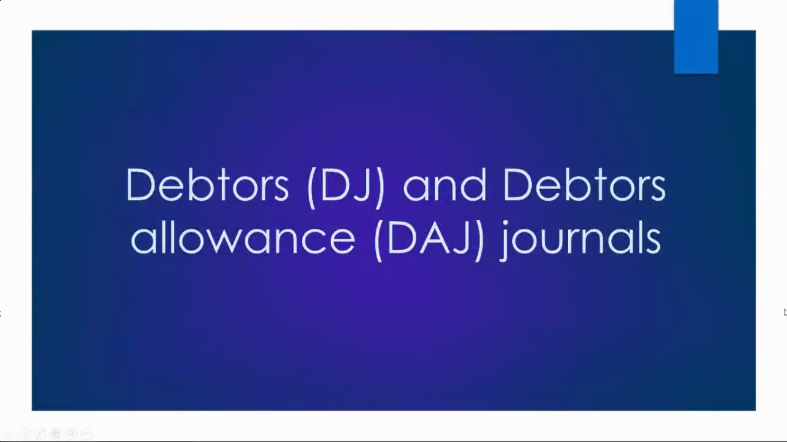Now we're going to start with your debtors and debtors allowance journal. Before I explain these journals, you can tell me, how would you define or explain what a debtor is to someone? You can just type your answer in the chat function. So just to repeat the question, how would you describe a debtor to your friend or to a colleague?